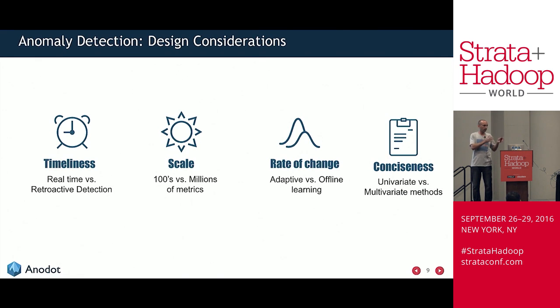The design of the airplane is not going to change after it's deployed for about 40 years, while an e-commerce site is probably going to change dynamically all the time, and you're going to need a different type of algorithm to use. The last one is conciseness.